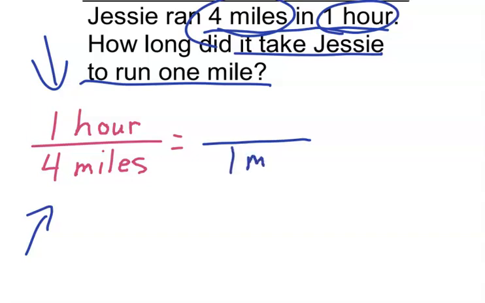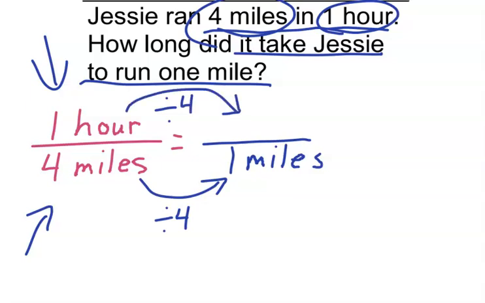So what does it take to get from 4 down to 1? Well, you're going to either multiply by 1/4 or divide by 4, right? So 4 divided by 4 is 1. So you have to do 1, either multiply by 1/4 or divide by 4. So 1 divided by 4 is 1/4 of something. So it's going to be 1/4 of an hour.